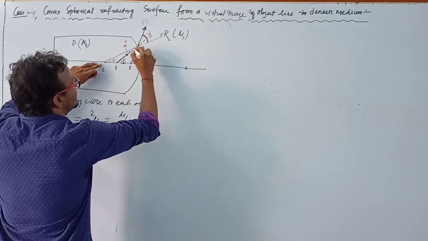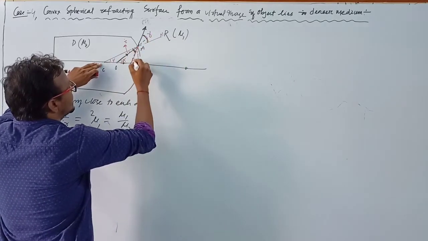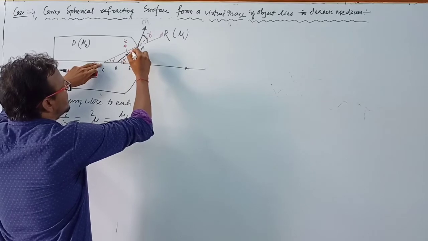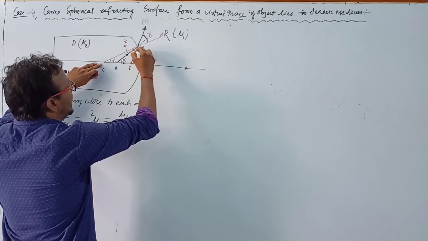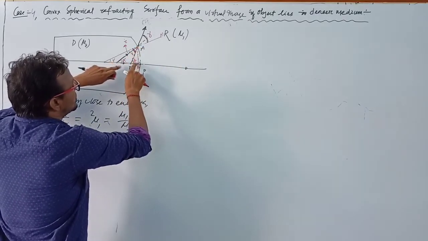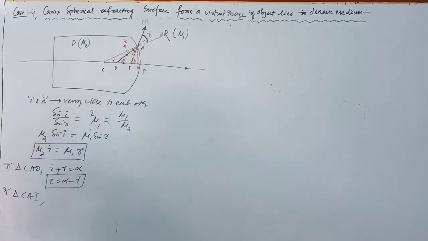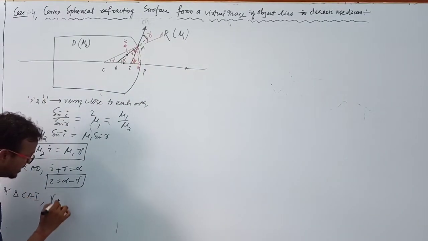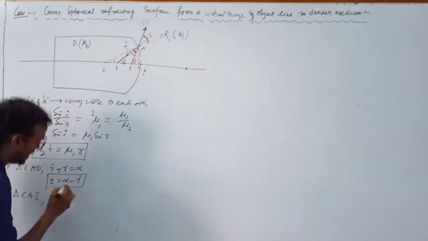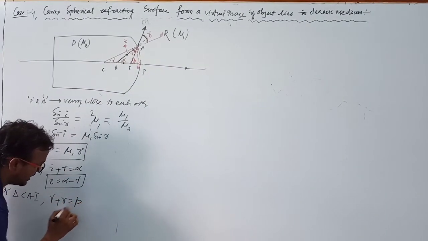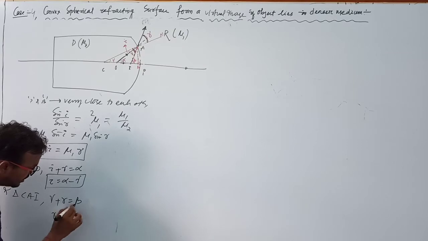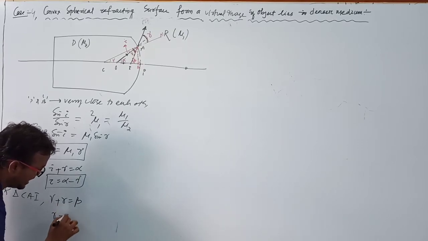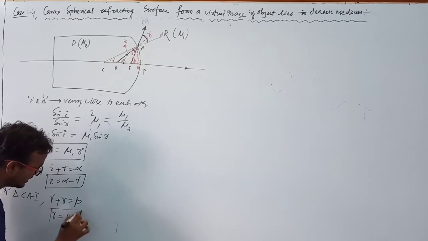Clear? This angle is equal, so this angle is beta, and here this angle is also R, this total angle R. Gamma plus R is equal to beta, because beta is the exterior angle, so I can write gamma plus R is equal to beta, and R equals beta minus gamma.